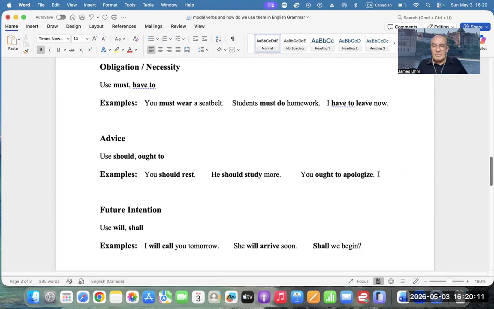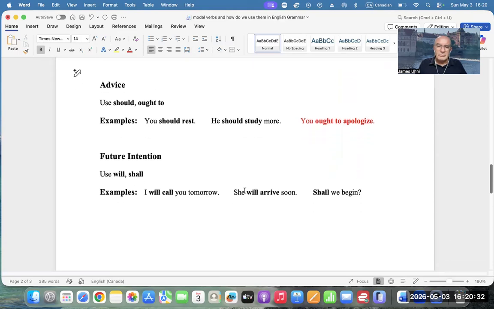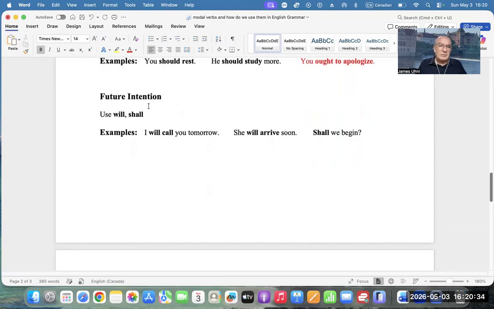And this applies to a lot of examples. I will return to it. I will mark it red, that I will tell you a story about what it actually means: ought to, apologize, and what is misunderstood. Okay, so we have future intention, will and shall.